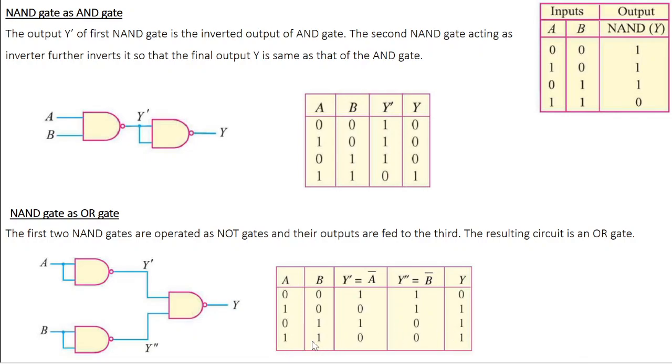Finally, when both the inputs are 1, Y prime is 0, Y double prime is 0, and consequently the final output Y is going to be 1. Now, when you compare the inputs and the final output: 0, 0, 0; 0, 1, 1; 1, 0, 1; 1, 1, 1. The output is high if any or all the inputs are high. This is the OR gate operation.